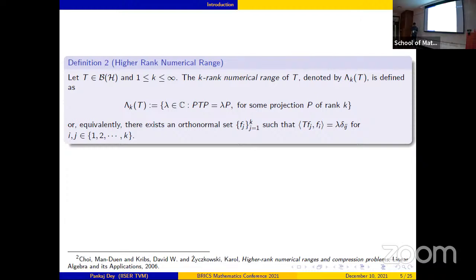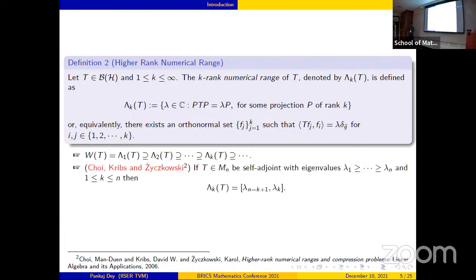Mathematically, it has been defined. The moment it was introduced, people started investigating whether the properties we know for the numerical range hold for the higher rank numerical range. Just note here, if k is equal to 1, then <Tf, f> is lambda, which means k equal to 1 actually gives the numerical range. Not only that, this is a decreasing sequence. And if T is a self-adjoint matrix, we noted before that the numerical range is from the lowest to the largest eigenvalue. Here, we leave out k minus 1 eigenvalues from the right and k minus 1 eigenvalues from the left. So what we are left with is the rank-k numerical range of T.